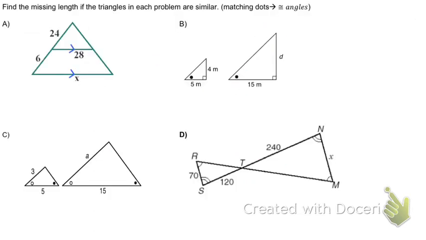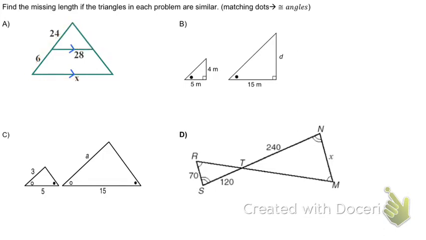You both got wrong answers. So, find the missing length if the triangles in each problem are similar. So I'm telling you, they're similar. In letter A, we have 2 similar triangles. Wait, I only see 1 triangle. There's 2 triangles. There's one inside of the other triangle, right? This triangle at the top is right up here, and then we have the entire big triangle.